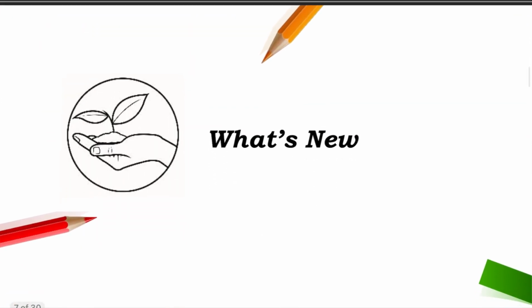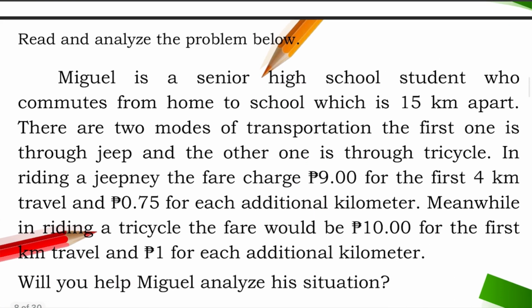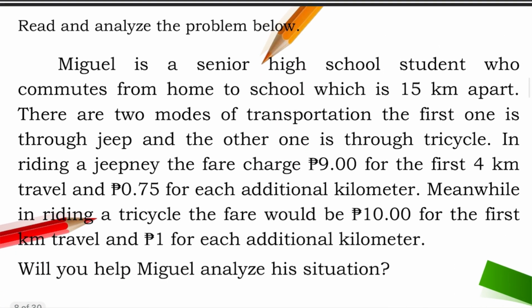Next, what's new in this lesson or video lessons? Now, let us read and analyze the problem below. Miguel is a senior high school student who commutes from home to school, which is 15 kilometers apart. There are two modes of transportation. The first one is through jeep and the other one is through tricycle.